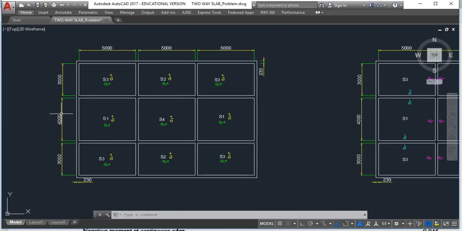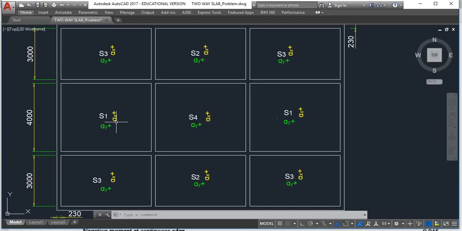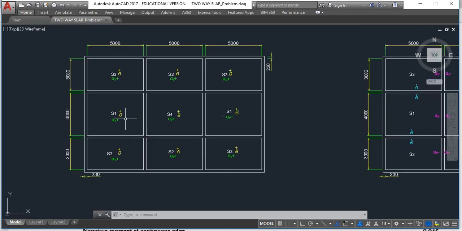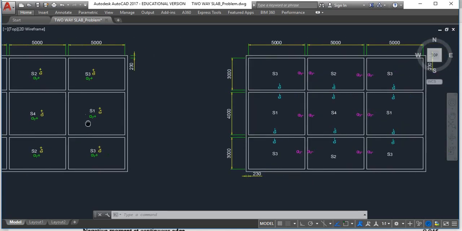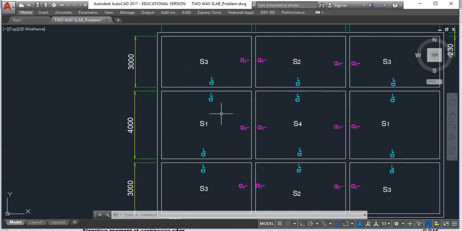Remember that the dimensions given are end-to-end, that means they are clear dimensions, and each slab panel is supported by 230 mm beam. Now locating positive bending moment coefficient is fairly easy. The real challenge is to locate negative bending moment coefficients.